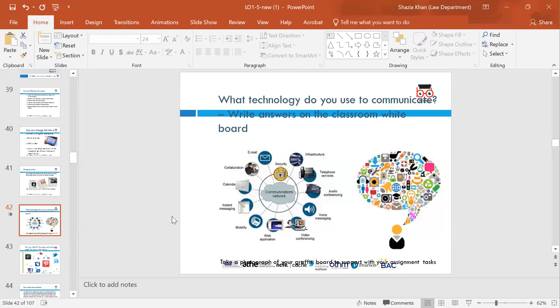So what technology do you use to communicate? Write answers on the classroom whiteboard. So infrastructure, telephone services, audio conferencing, voice messaging, video conferencing, web application, mobility, instant messaging, calendar, collaboration, email. These are forms of technology you can use to communicate within an organization.